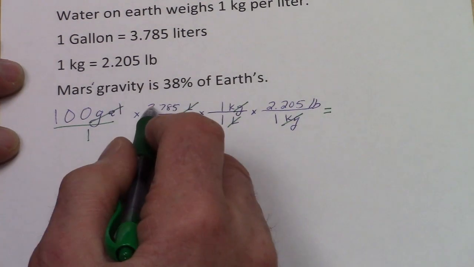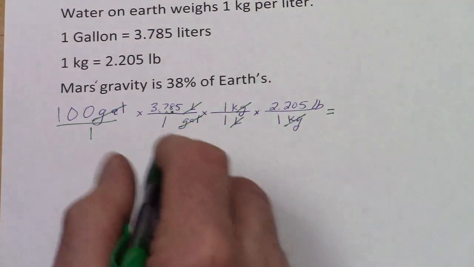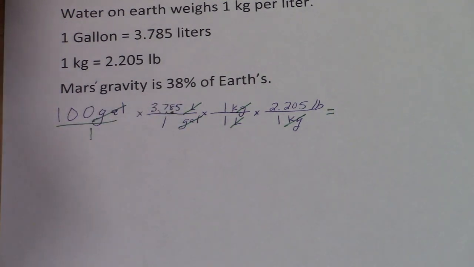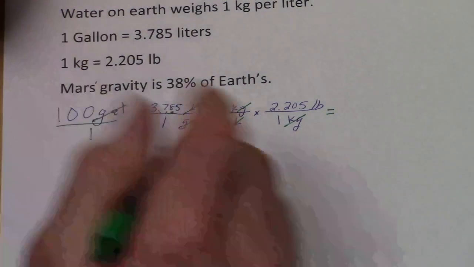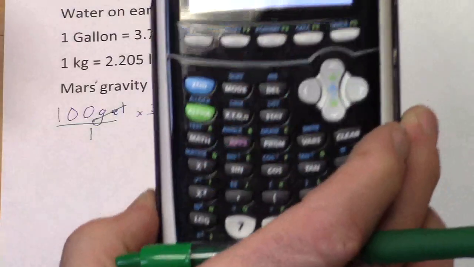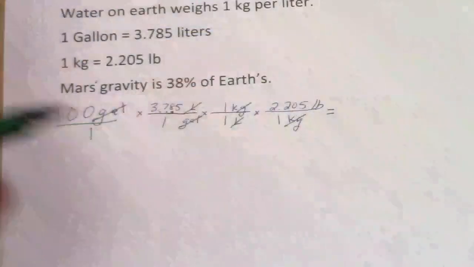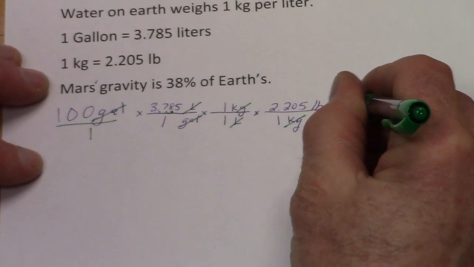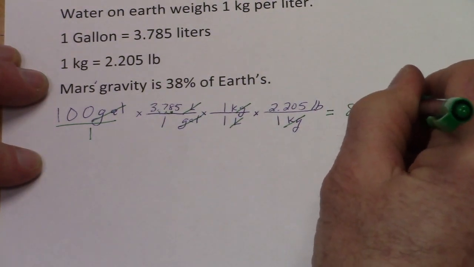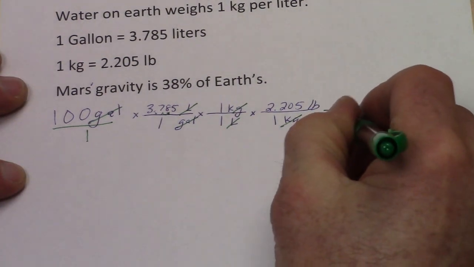Well, 100 times 3.785, we know we can just move that decimal point 2 to the right. So all I really need to do is take 378.5 and multiply it by 2.205. And do a little calculation there, and that's 834.59 pounds. Now that is on Earth.